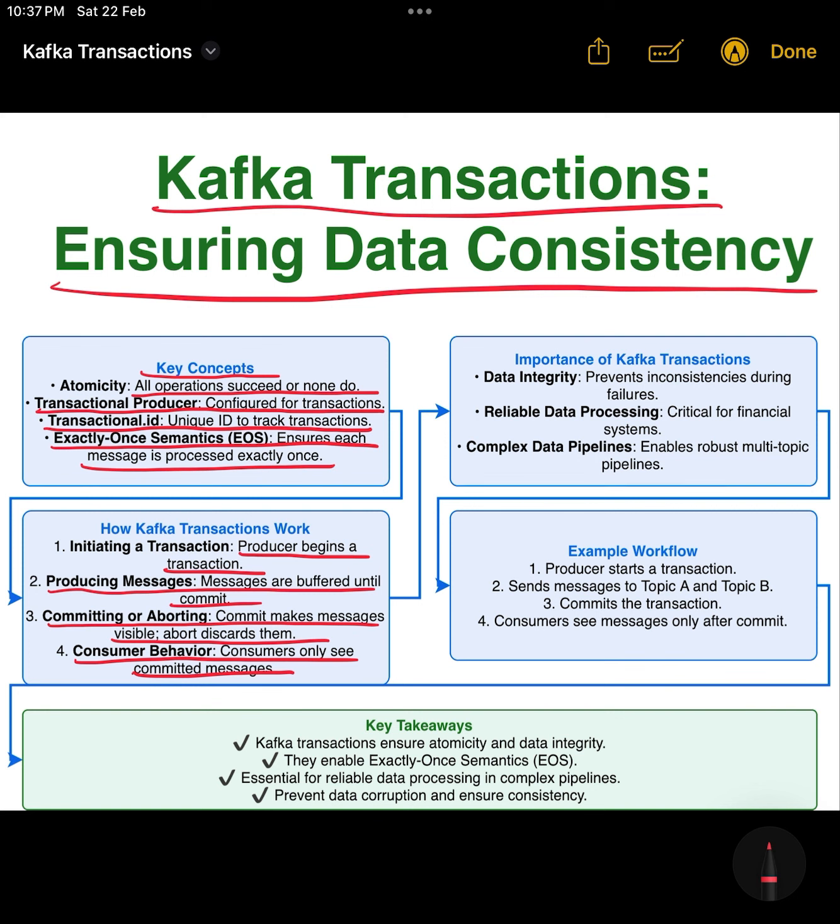Importance of Kafka transactions. Data integrity. Transactions prevent data inconsistencies that can occur when failures interrupt a series of related operations. Reliable data processing. They are essential for applications that require reliable data processing, such as financial systems, where data accuracy is critical.